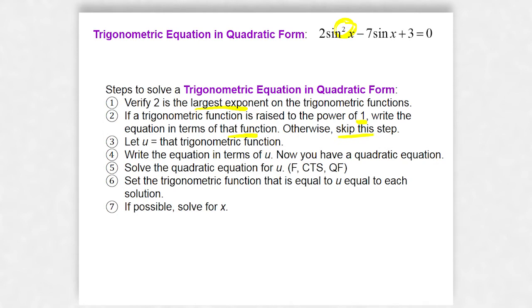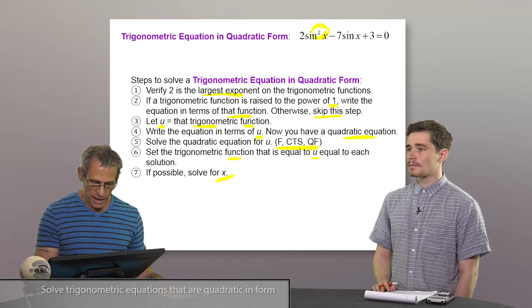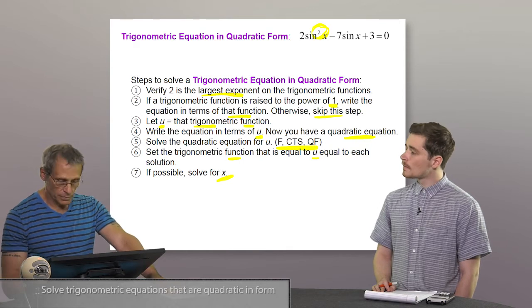Then you're going to make a substitution. You're going to let u equal that trig function. You'll write the equation in terms of u, and this will give you a quadratic equation, and then you solve it with factoring, completing the square, or the quadratic formula. And what you've solved for is the trig function. Well, that's no good. I need to solve for the variable. So then I'll set that trig function equal to u and go back and solve for x.